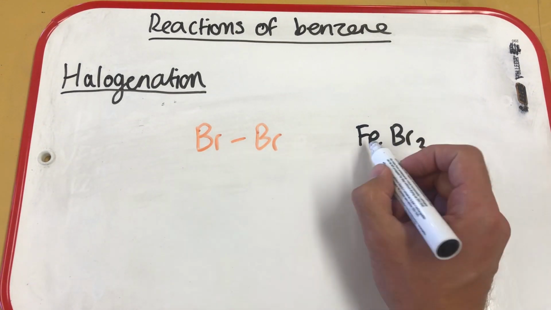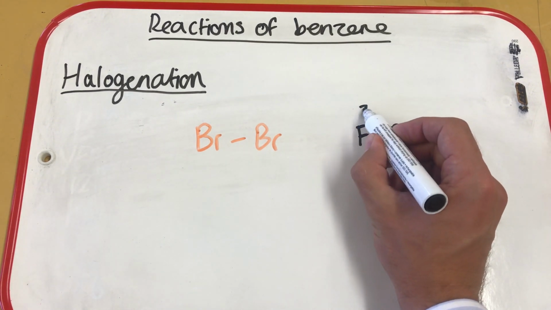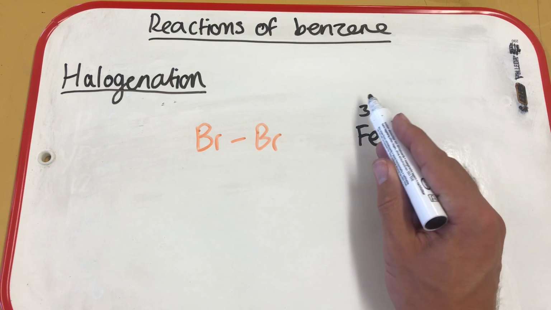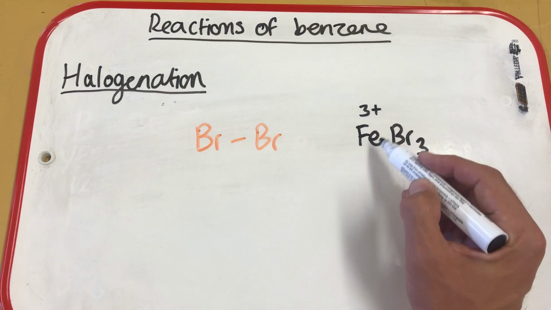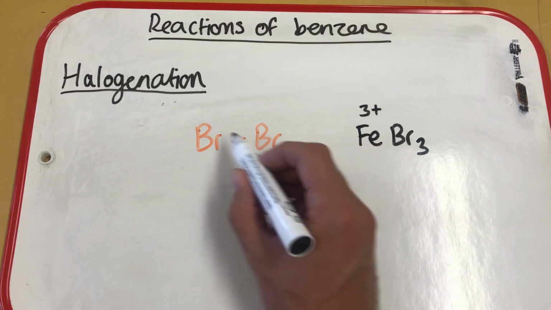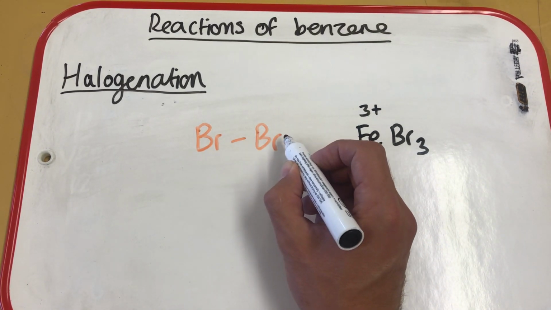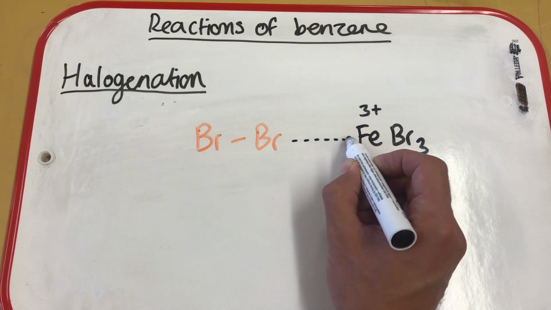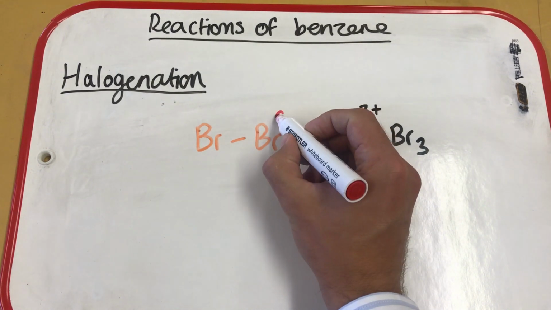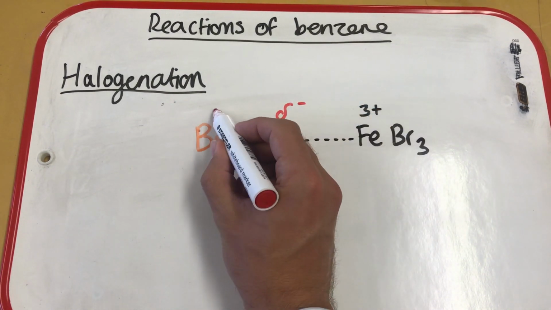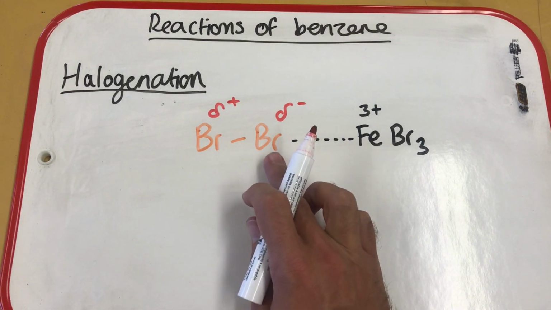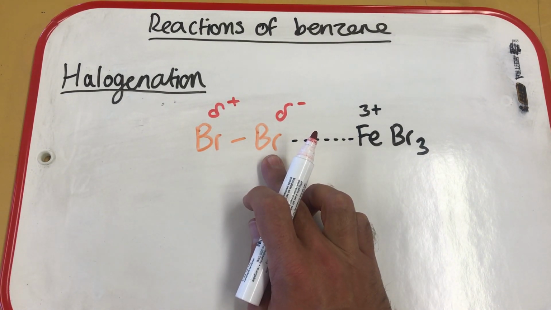Now, the FeBr3 has an iron in it, and the iron has a 3+ charge. This is a strong positive charge, a dense positive charge, which has the effect of drawing the electrons to one end of the bromine molecule. What that ends up doing is polarising the bromine. So the bromine has been polarised because the electrons have been drawn to one end.